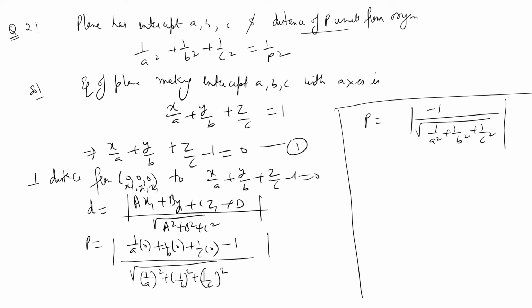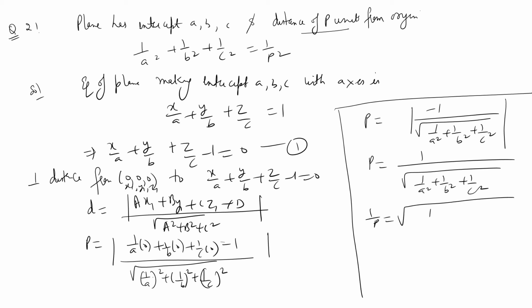Okay, so you can take the reciprocal of it, because outside this it will be like 1 upon under root 1 upon a square plus 1 upon b square plus 1 upon c square. Take the reciprocal, 1 upon p is under root 1 upon a square plus 1 upon b square plus 1 upon c square, and squaring both sides we will get rid of this square root, and the equation will be 1 upon a square plus 1 upon b square plus 1 upon c square equal to 1 upon p square.